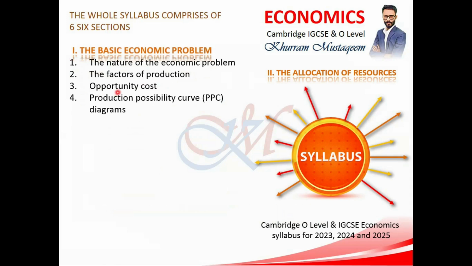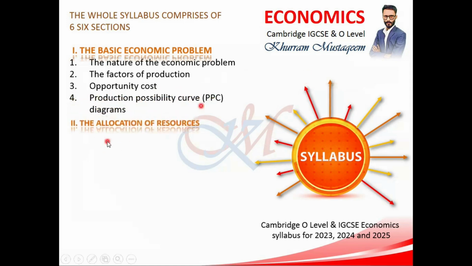Opportunity cost: whenever you produce any particular thing and spend any particular amount on it, there is an opportunity cost. You have to forgo something to do something. Production possibility curve: a curve that shows the total production capacity of any particular country or nation producing two or more commodities using factors of production.